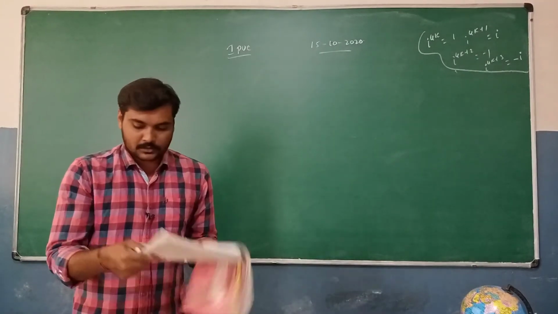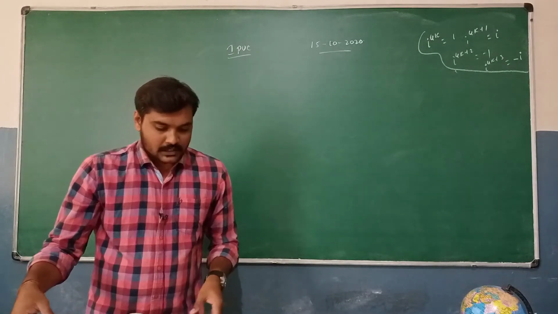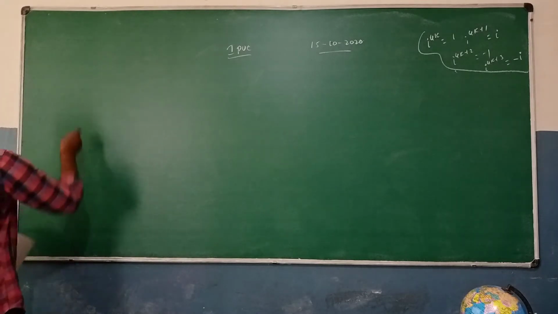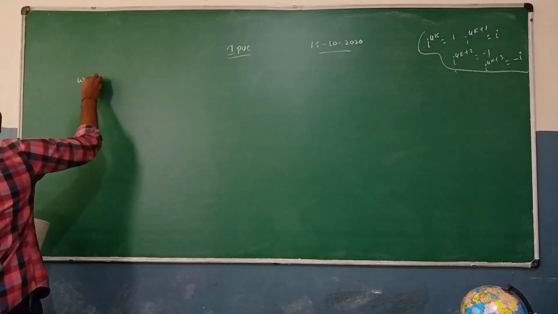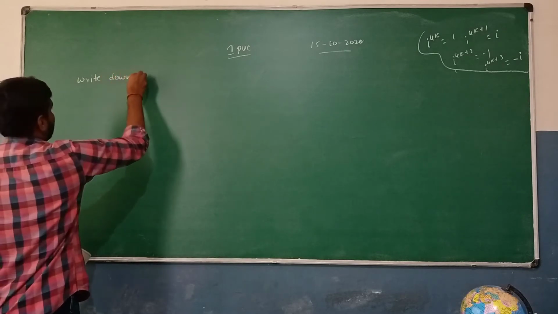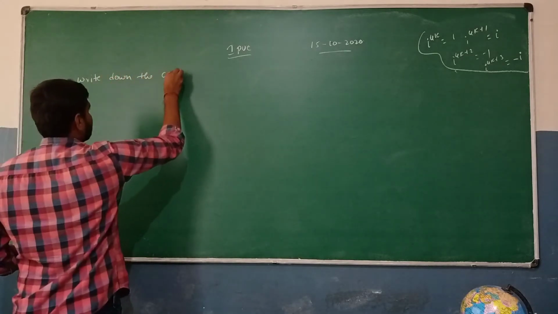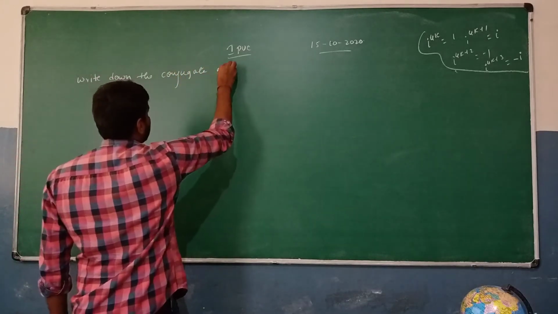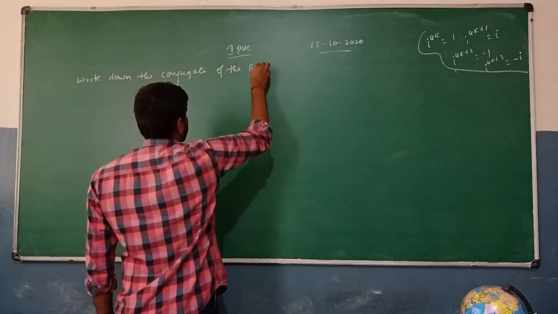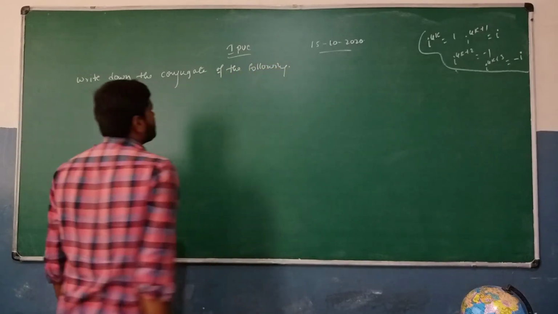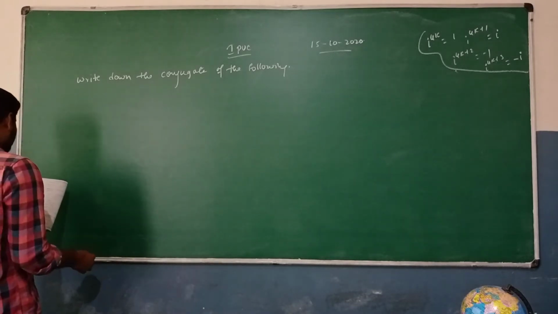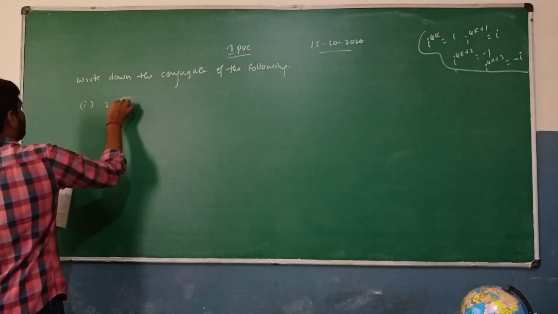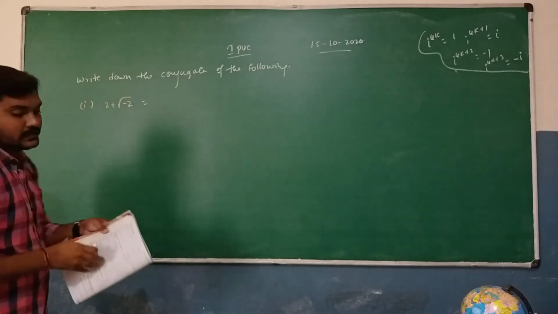Okay, so the next problems: write down the conjugate of the following. The following, that's going to be what? First one, 2 plus root of minus 2.